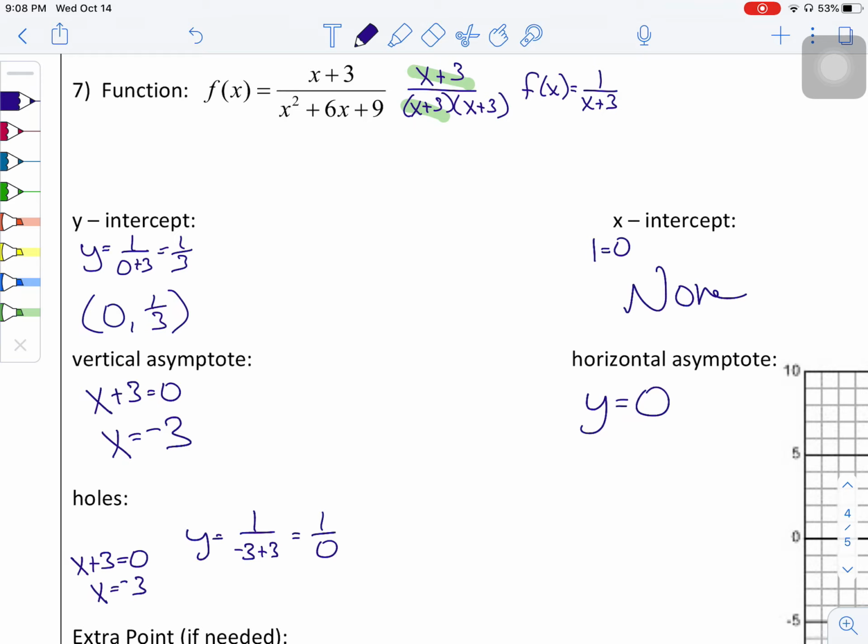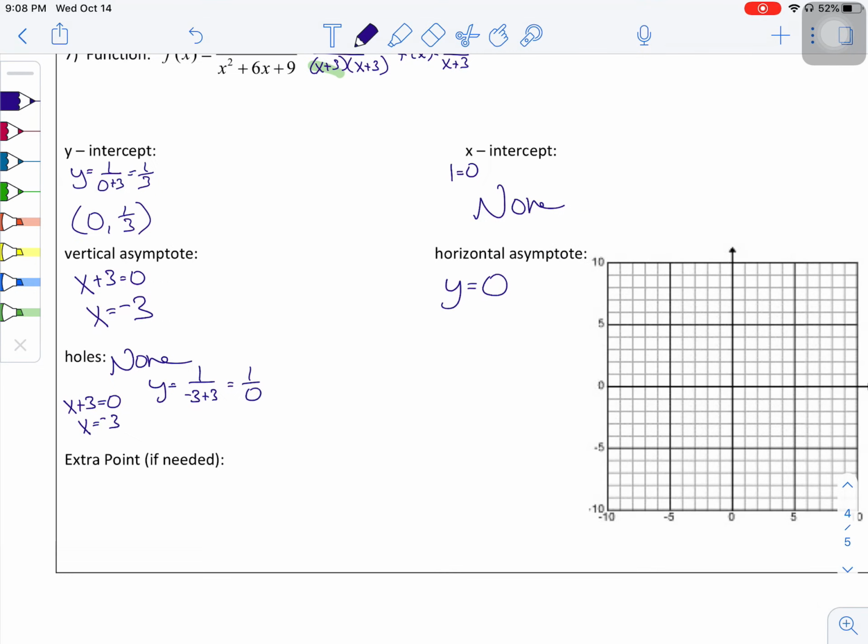All right. And so we want to be careful, because what just happened here is something kind of strange: this factor of x plus 3 still remained. The one you canceled really doesn't matter. So in this case, the answer is holes, none, because you have the vertical asymptote. So just be careful. Okay. We might need an extra point. I'll get to that when I get to it.